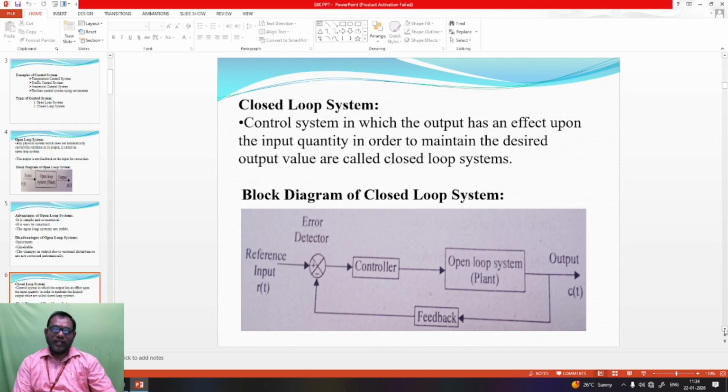Error detection is the difference between the feedback signal and the reference input. The output of the error signal is given to the input of the controller, and the output of the controller is given to the input of the open loop system. Then the output of the open loop system is partially taken to the error detector by using the feedback system. So since the feedback is available in a closed loop system, the system efficiency will be increased compared to the open loop system.